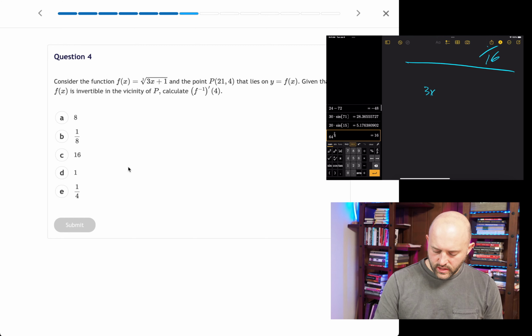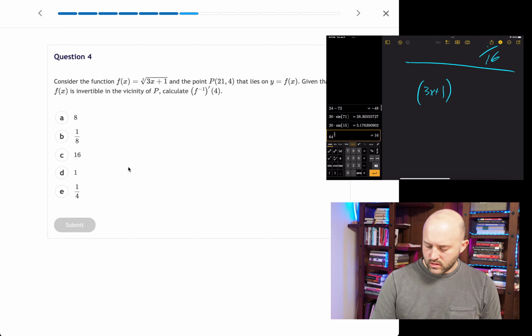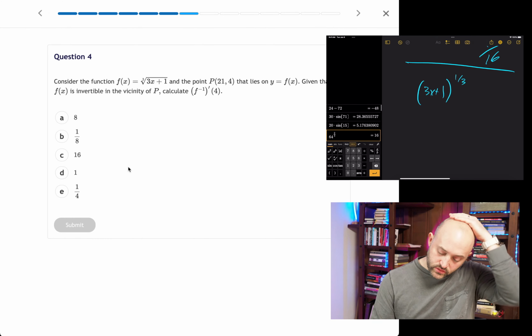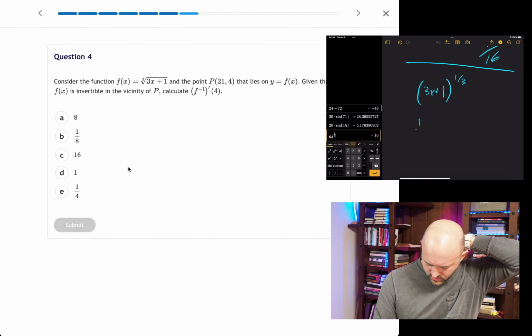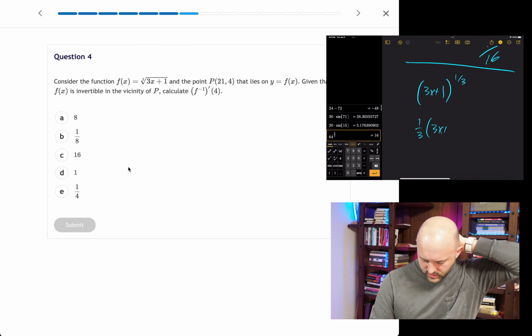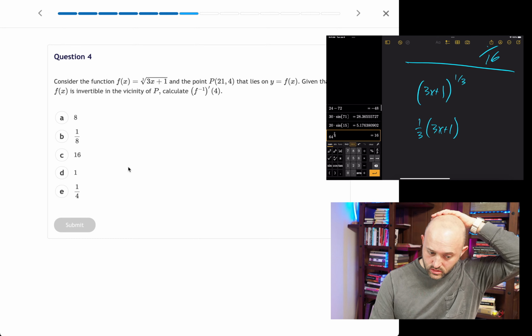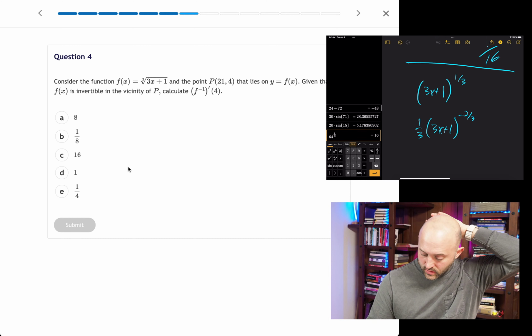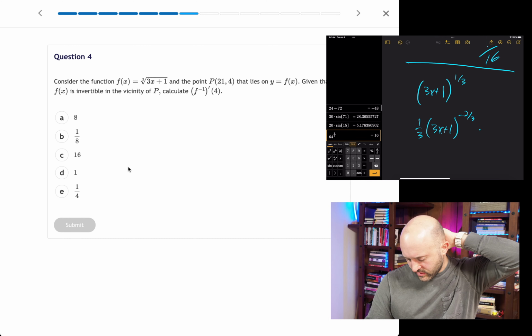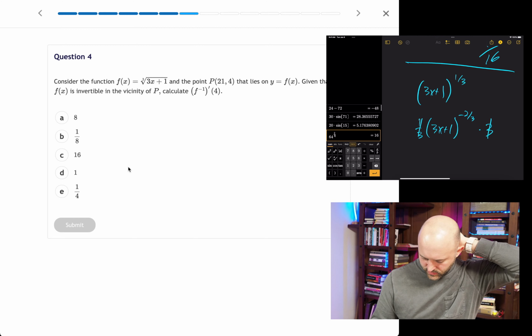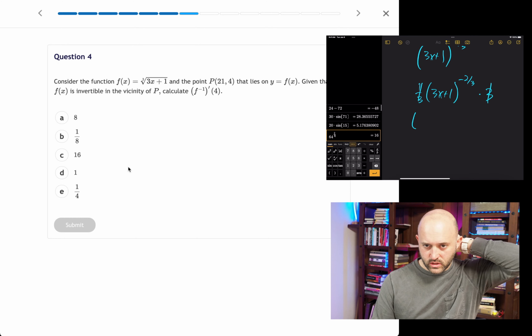We have 3x plus 1 to the 1/3 power. Then we do the derivative of this. So it's 1/3 (3x plus 1) to the 1/3 minus 1, which is negative 2/3 power, times the inside of the thing, which is 3, which means this cancels that. Okay. The x value of the original point is 21. So we do 3 times 21, which is 63, plus 1 is 64 to the negative 2/3 power.